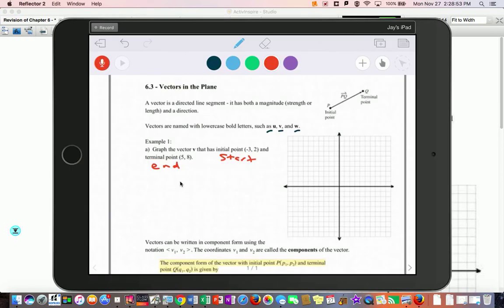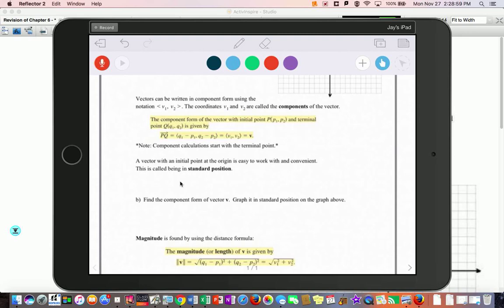And then it starts talking about vectors can be written in what is called component form. And component form, they will put brackets, these angled brackets, around the x and the y, if you will. These things right here. And so P to Q, if you're going to find the component form, you do terminal minus initial.